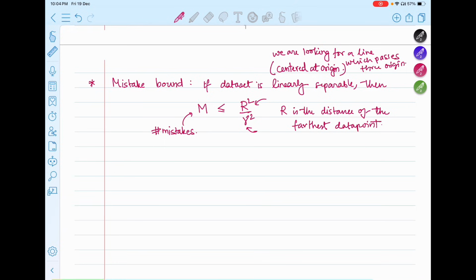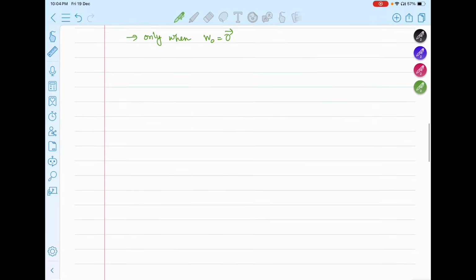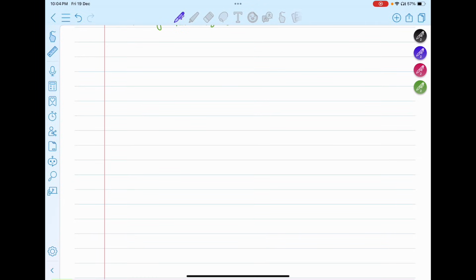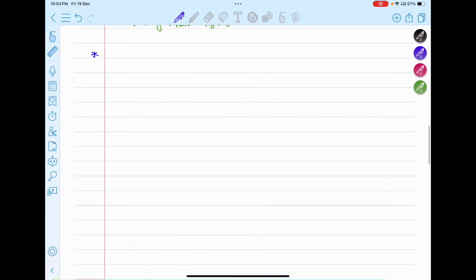Okay, but how did this? And there is one more important point that a lot of people miss, that this bound is satisfied only when W0 is the zero vector. If W0 is not the zero vector, then the mistake bound is not like this. The mistake bound is still there, but it is not like this. So what will be the mistake bound if it is not like this? So let us look at the proof.